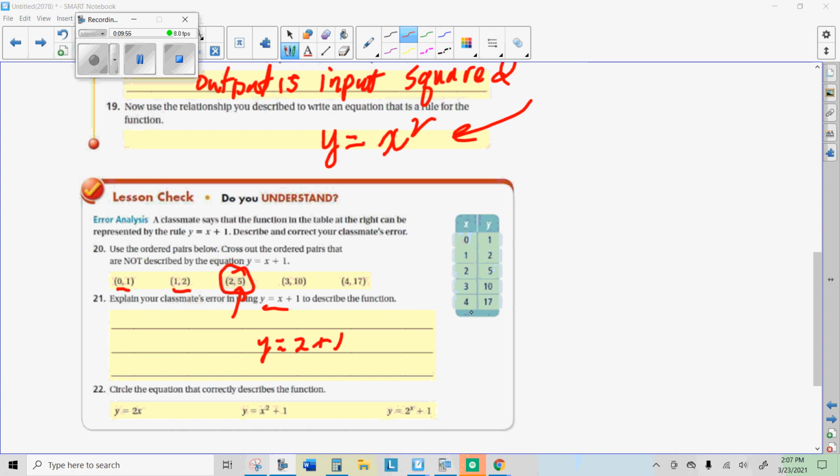I'm seeing that from the last problem. Remember, 4 times 4 is 16. 3 times 3 is 9, 2 times 2 is 4, that it's always one more than those numbers, which this one will work for all of those.